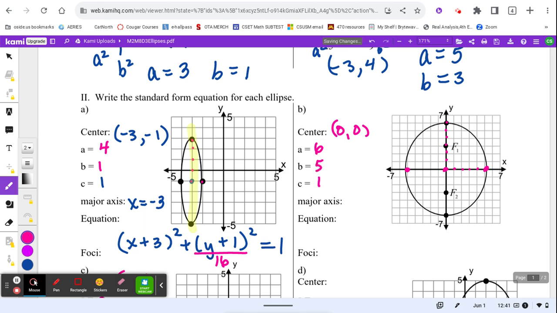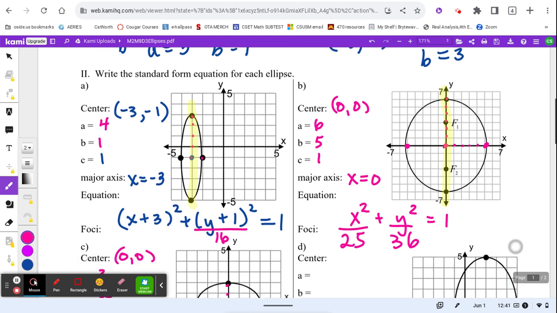And since the 1, 2, 3, 4, 5, 6 is the longer one, this is going to be an x equals 0 major axis. We're just going to say x squared and y squared because there's no movement right or left when you're centered at the origin. This time the longer was under the y squared. 6 squared is 36. 5 squared is 25. And we're done.